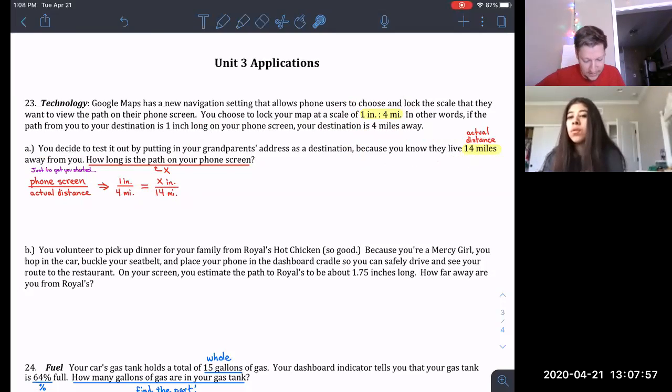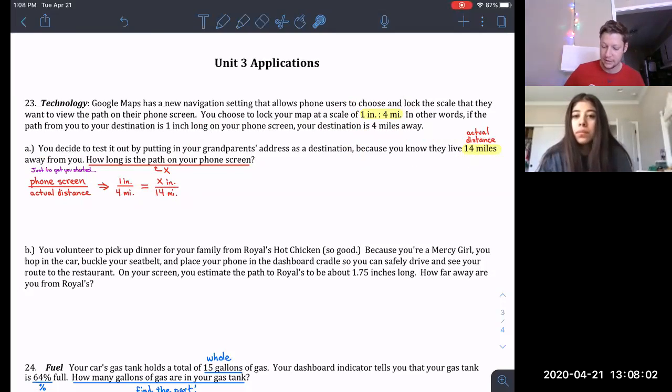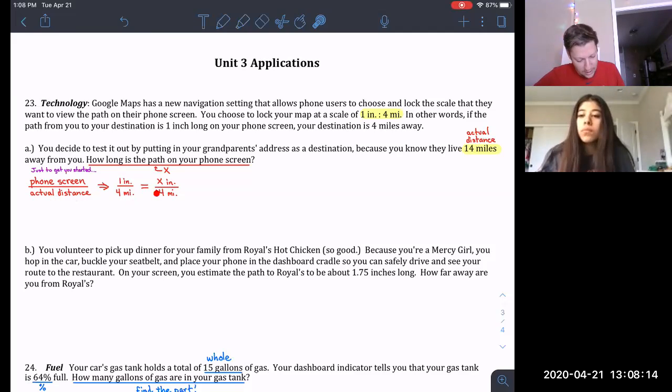So we're testing this out by putting in your grandparents' address as a destination, because you already know they live 14 miles away from you. Since that's an actual distance and it's given to us in the problem, we want to put it on the bottom because we said we're going to put the actual distances on the bottom of all our fractions. All right, so if that's what we have, then there's only one thing left to figure out. We have 3 of the 4 pieces for the proportion. The 4th is always the unknown, the variable. So now we're ready to solve it.